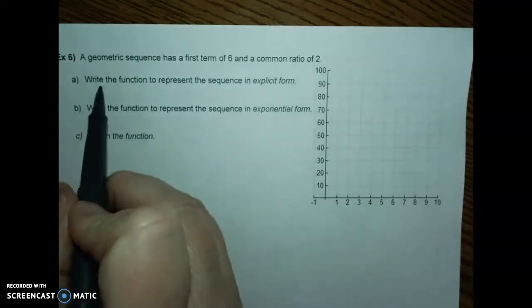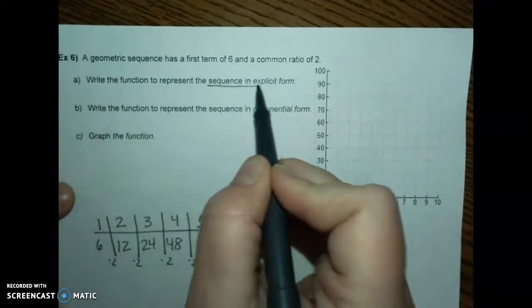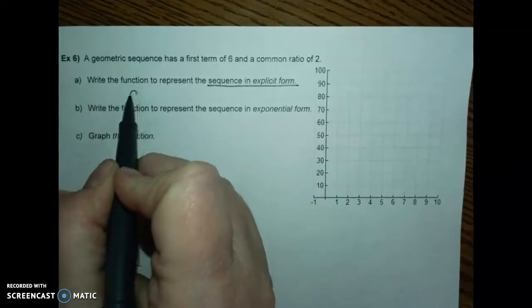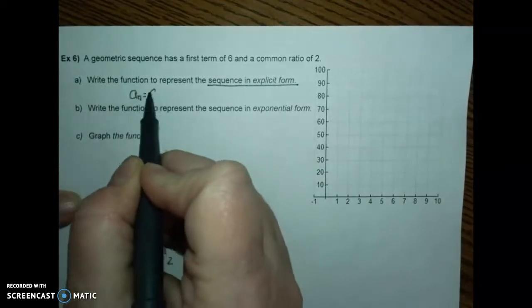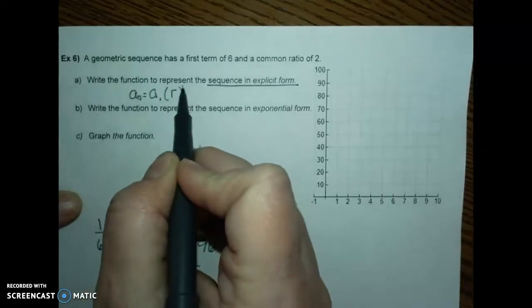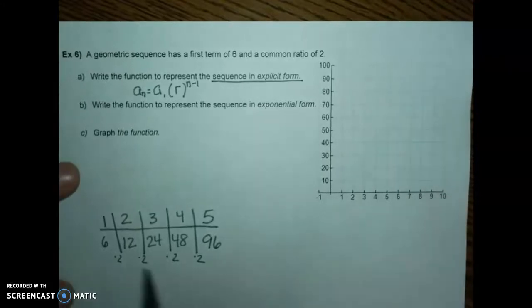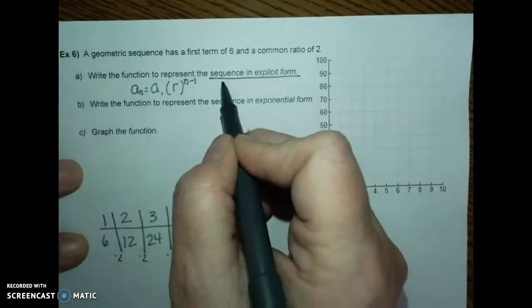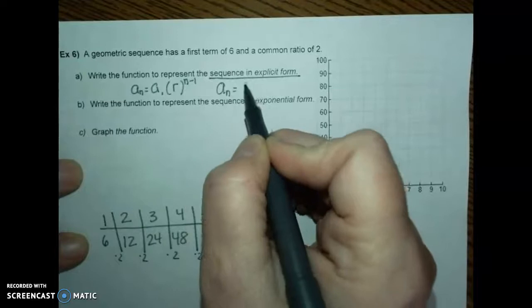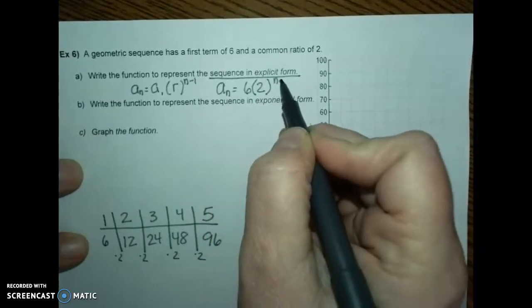It says write the function to represent the sequence, and so we're writing the sequence. So the sequence says for any term, we have to take the first term times the common ratio to the n minus 1. So I'm going to plug in what I have. My first term is 6. The common ratio is 2. And then n minus 1.